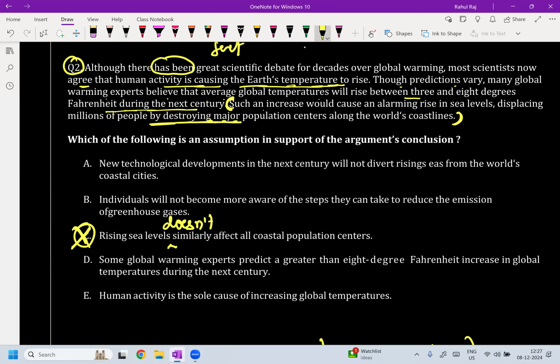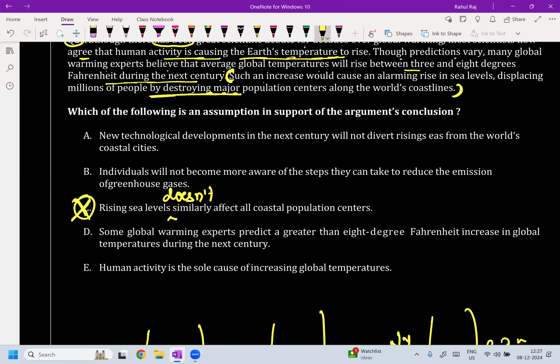My simple logic with option C is that whether the sea level is similarly affecting all the coastal population centers or dissimilarly affecting them, it is still affecting. Yeah, agree to that point. But what I'm trying to say is, at each coastal line, the impact is the same. So that's what I understood from the sentence. But Anudeep, each coastal line is not at the same height above the sea level, no? Mumbai's height would be very different from New York's height above the sea level and South Africa's height above the sea level. Agreed? Yeah. So geography varies for sure.